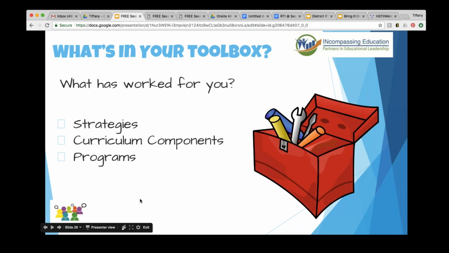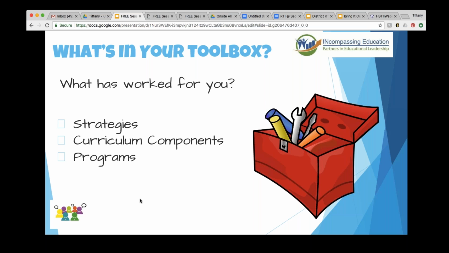All right, so what I want you to do now is think about what is in your toolbox. What has worked for you? Think about the strategies that you've implemented in class, the curriculum components that have gone over really well with your students, as well as any kind of online programs or other programs that you've purchased that you feel you have had success with in working with struggling learners. You've been doing these things as long as you've been teaching. This toolbox is not RTI specific. These would be those best professional practices that you have implemented day in and day out that have helped your students.